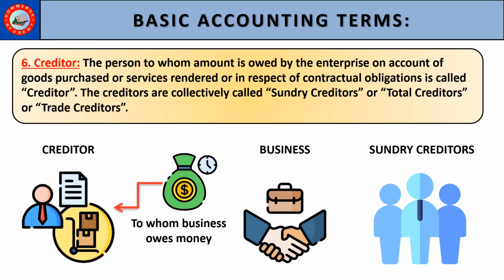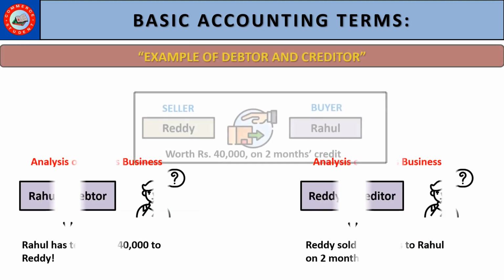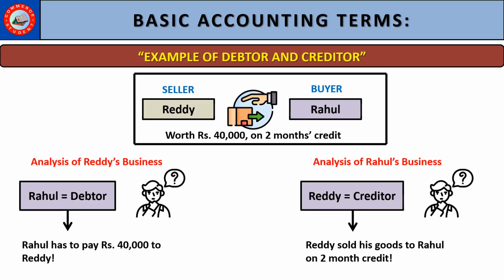Creditor. A creditor is the person to whom the business owes money, typically arising from goods purchased, services rendered, or other contractual obligations. We collectively call them sundry creditors, total creditors, or even trade creditors. Now let's further understand the concept of debtor and creditor by an example.